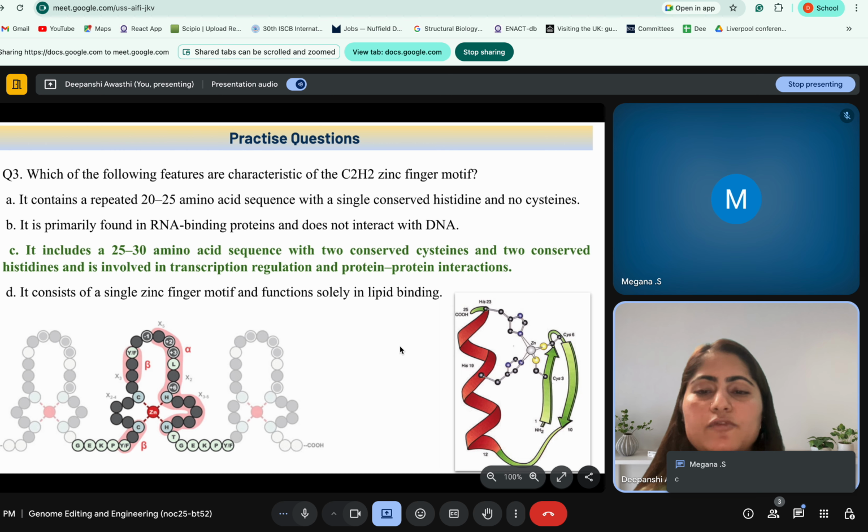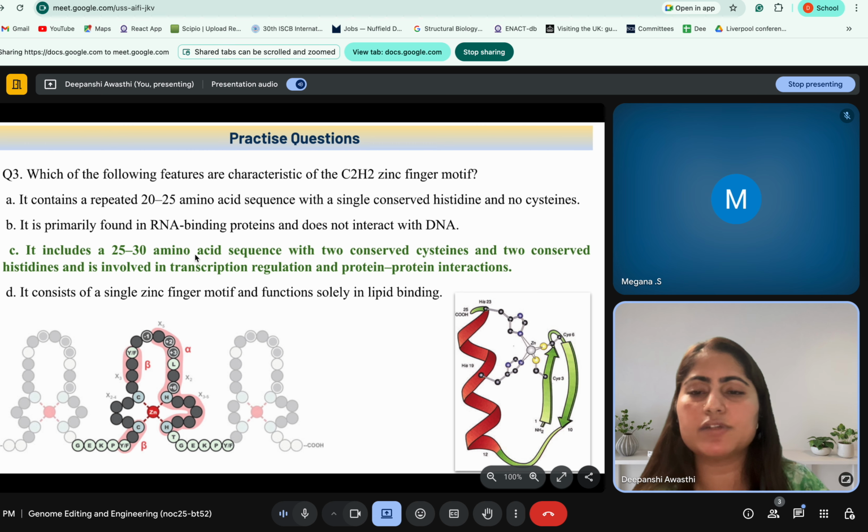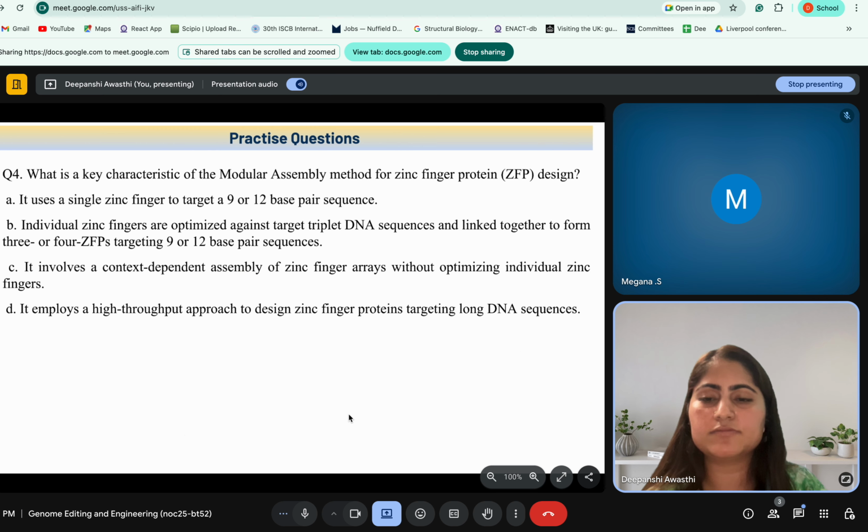Yeah, so this is also straightforward because, as the name suggests, C2H2, it has two conserved cysteine and two histidine residues and it is 25 to 30 amino acids long. And this is the structural representation of it and how it coordinates with the zinc ion.